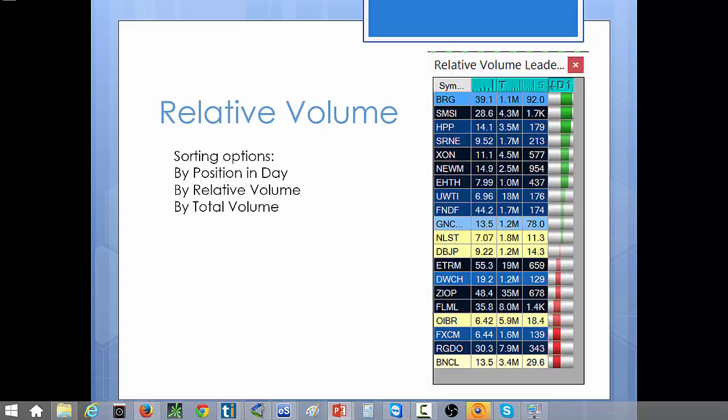You can color code this. The darkest are the highest relative volume, and the lightest are the lowest. So these are yellow because they're very low relative volume, and then the dark blue, almost black, had the highest relative volume. So if I was sorting this by highest relative volume, it would just go from black down to yellow. But since I'm sorting it by position in the daily range, it's going to be scattered around.